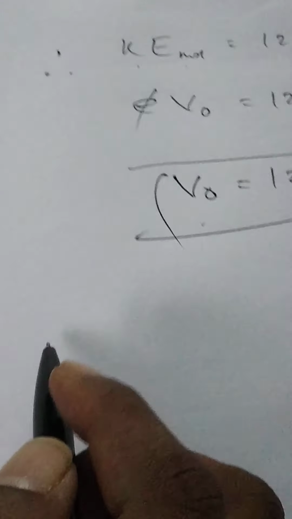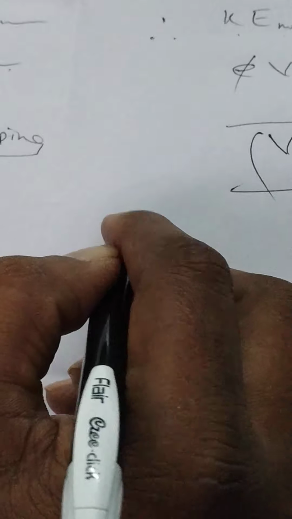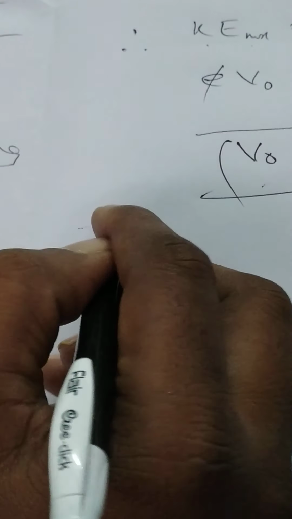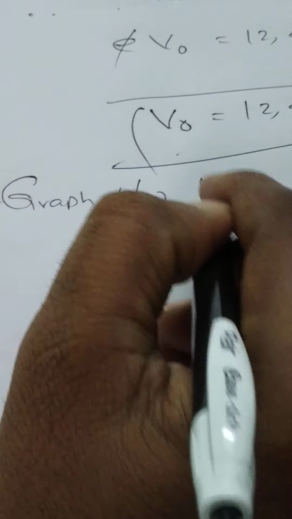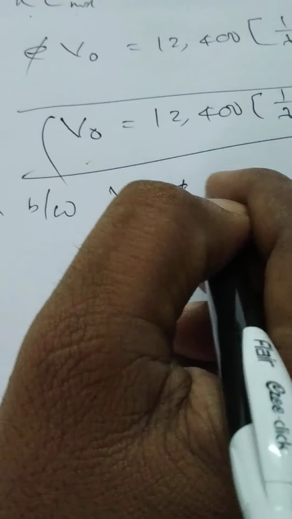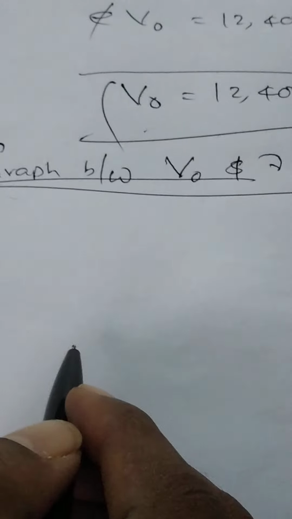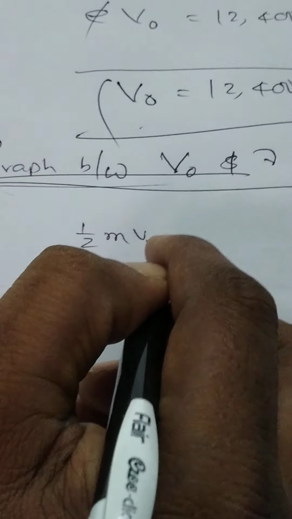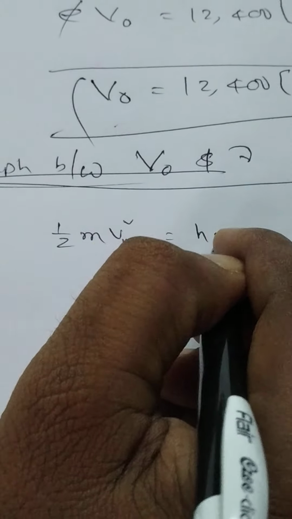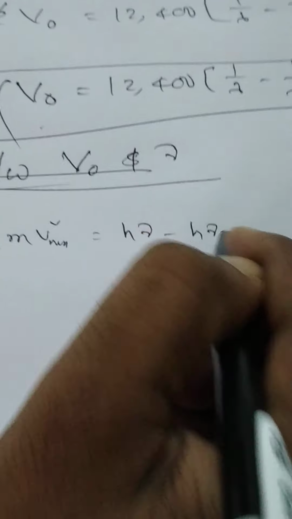Next one. Suppose there is a graph. What is the nature of the graph between stopping potential versus frequency of the incident light? So from the Einstein photoelectric equation, half m v maximum square is equal to h nu minus h nu naught.